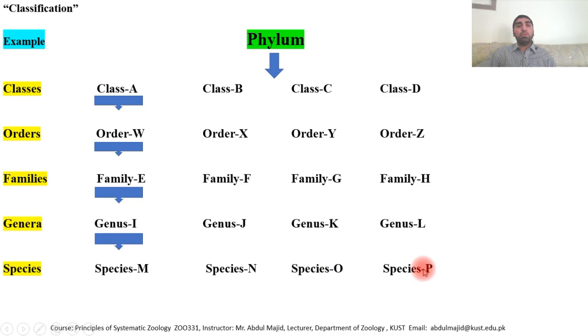So this is actually the downward classification, where we split the superordinate, the huge group, into subordinate, smaller groups, and so on and so on. This is the downward classification.